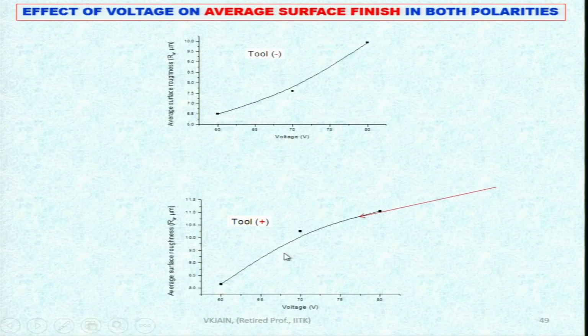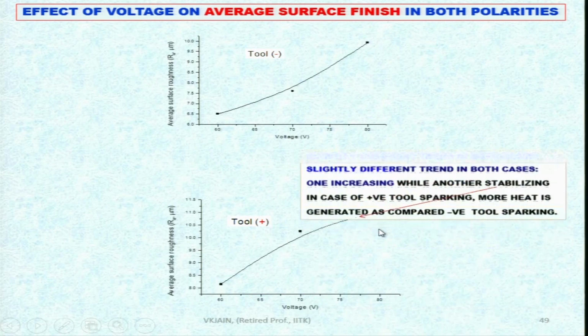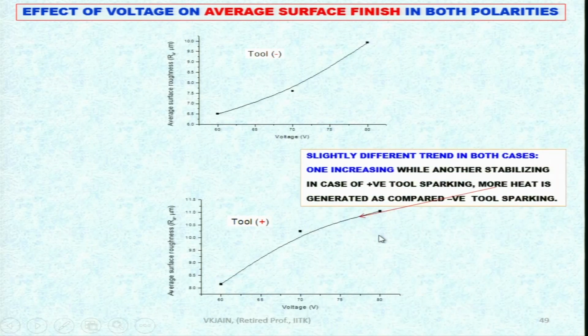Same trend is there: with positive tool the average surface roughness is increasing with increase in voltage. Although there is slight difference in the trends, in the first case it is continuously increasing, in the other it is trying to flatten down further, but all this depends upon certain machining conditions also. So slightly different trend in both cases, one increasing while another stabilizing in case of positive tool sparking, that is this one. More heat is generated as compared to negative tool sparking, that is what is shown over here.